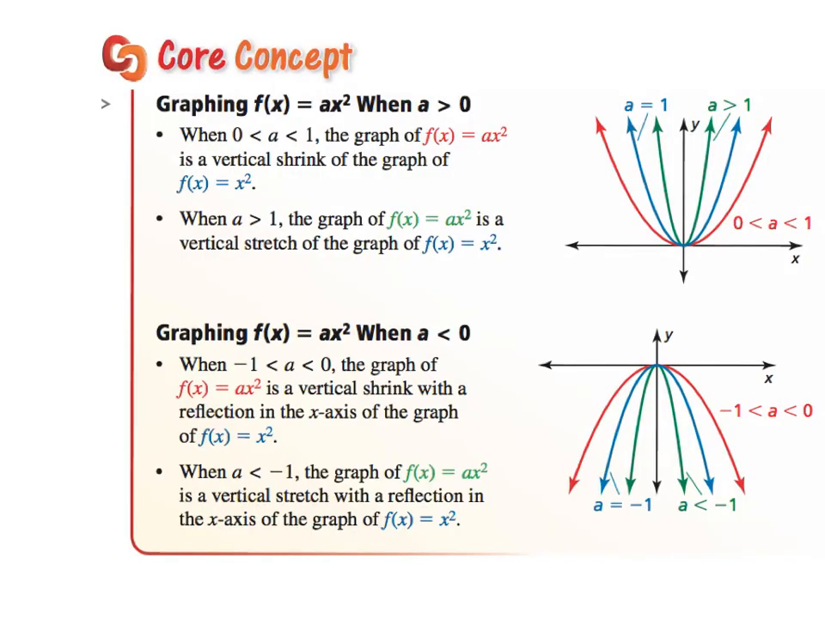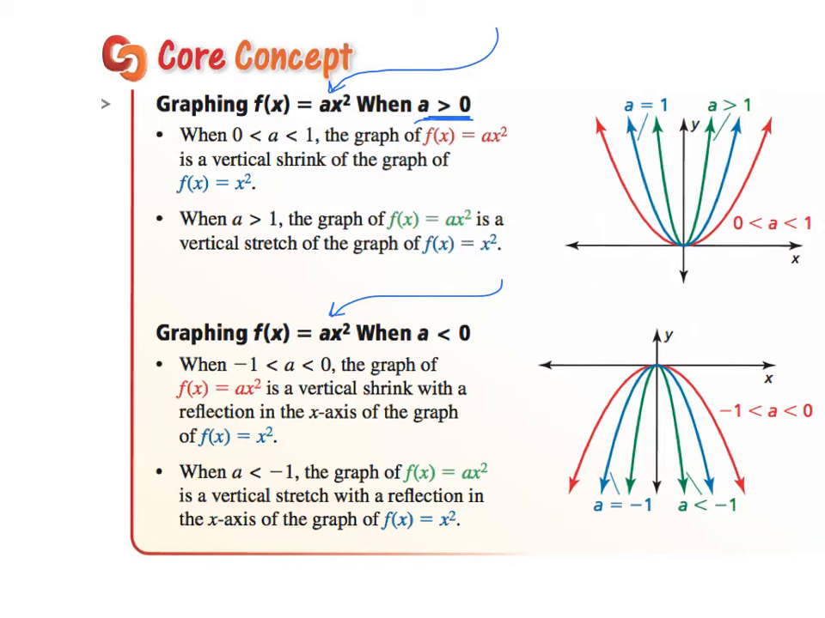Here's our next core concept. We're going to talk about this right here. The value of a. Now notice in each of these, a is going to be the number that you multiply to whatever you plug in for x squared. If the value of a is greater than 0, so let's look at this. A is 1. So the blue is your parent function. Blue is the parent function.